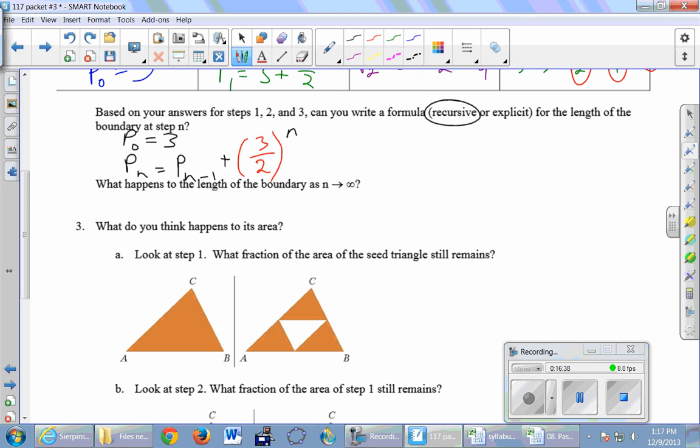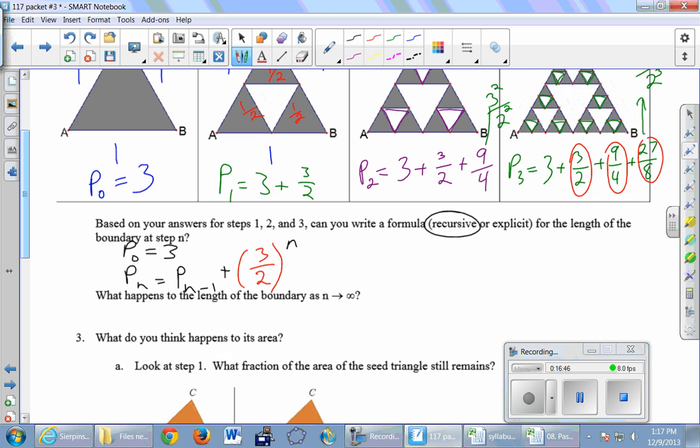And then let's answer this follow-up question. What happens to the length of the boundary as n goes to infinity? You keep adding 3/2 to the end. So we added 3/2 and then 9/4 and then 27/8. What would the next one be? 16 on the bottom. 81 is good. So add 81 over 16.